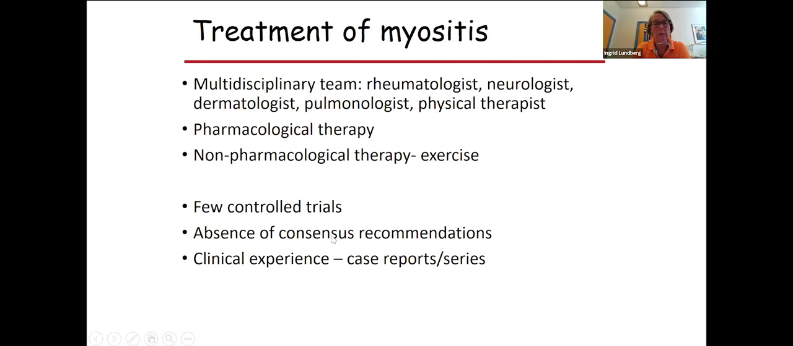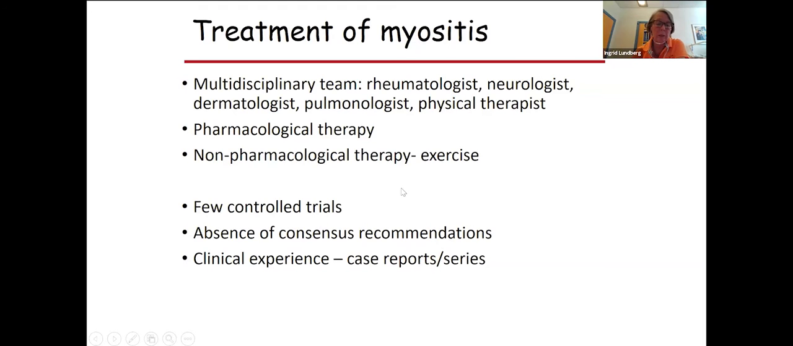Okay, so as these are complex diseases, it's also important that the patients are managed in a multidisciplinary team where we have rheumatologists, neurologists, dermatologists, pulmonologists, and physical therapists as some of the main experts. And the treatment is based on a combination of pharmacological therapy, but importantly also non-pharmacological therapy, exercise.